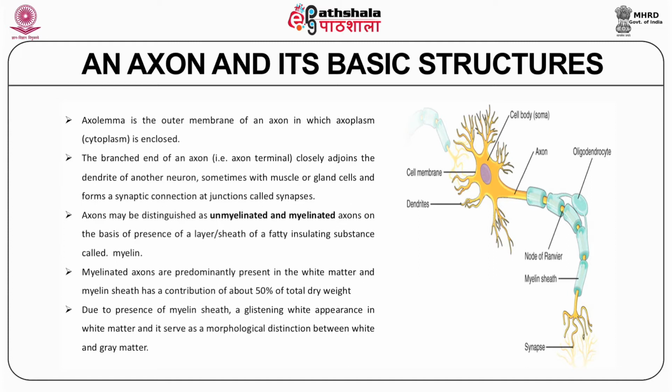Axons may be distinguished as unmyelinated and myelinated axons on the basis of the presence of a layer or sheath of a fatty insulating substance that we call myelin. Myelinated axons are predominantly present in white matter, and the myelin sheath contributes approximately 50% of the dry weight of this white matter. Because of the presence of myelin sheath, there is a glistening white appearance in white matter, and it serves as a morphological distinction between white and grey matter.